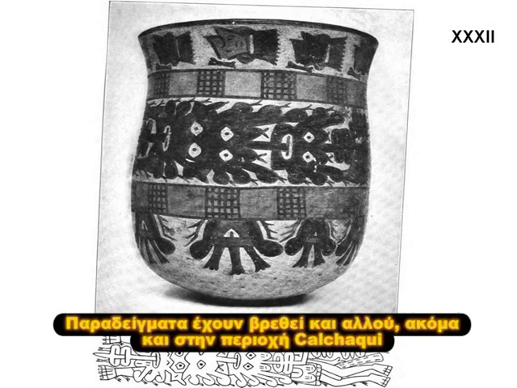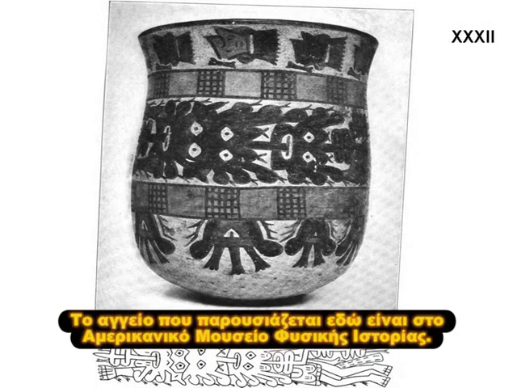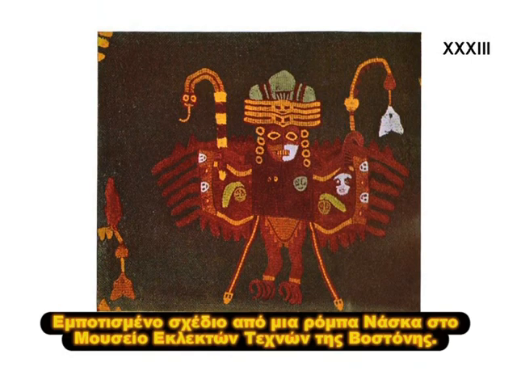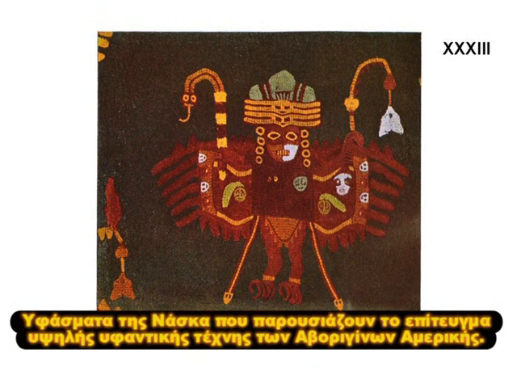Examples are found elsewhere, even in Tecalcaqui territory. The vase here pictured is in the American Museum of Natural History. Plate 33. Embroidered figure from a Nazca robe in the Boston Museum of Fine Arts. Nazca fabrics represent the highest achievement in textile art of Aboriginal America.